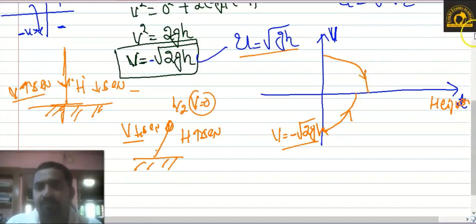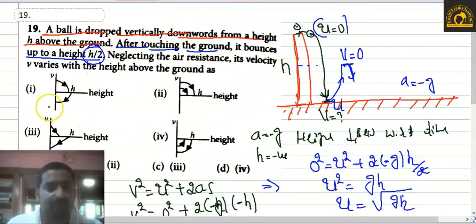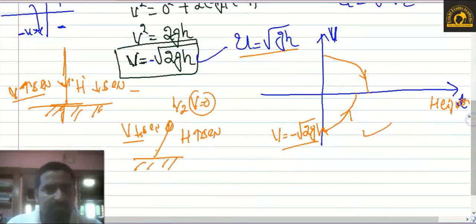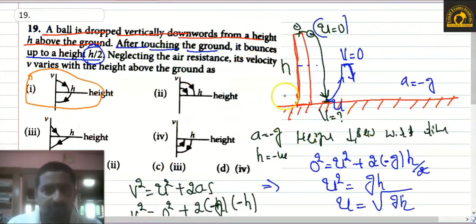So which graph is most similar to this one? Okay, the first option is the correct answer. That means the first graph. The A option is the correct answer for the 19th question.